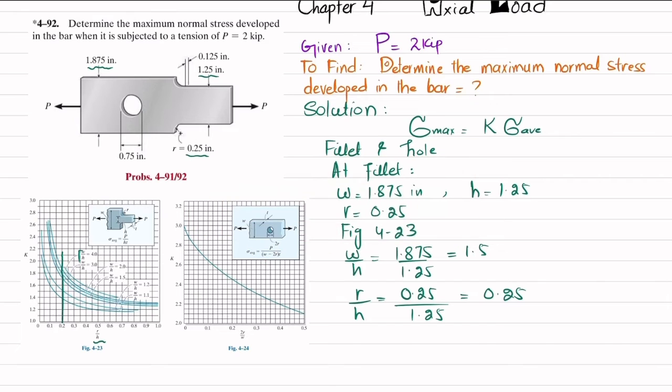If you draw a vertical line from 0.2, that it will intersect the curves. So we will search for W by H 1.5. So this is W by H 1.5. So this is the curve. So you can see this is meeting at this point. So if at this point we will draw a horizontal line, that will give you the value of K, which is K is equal to 1.7. Clear? Now we have K.